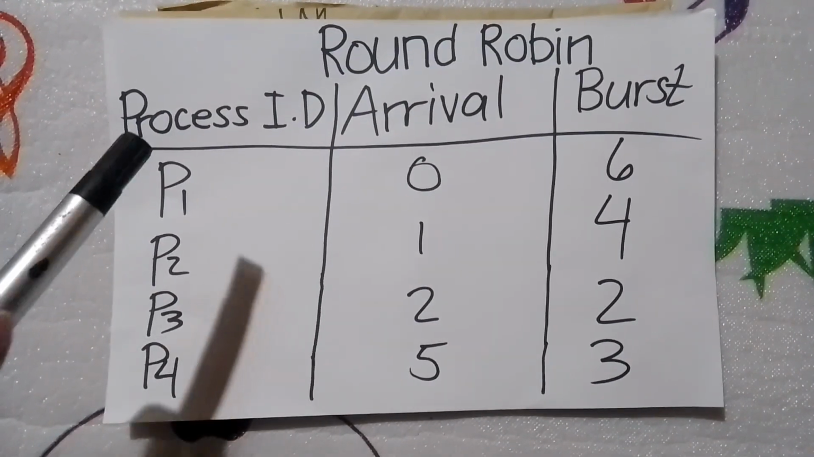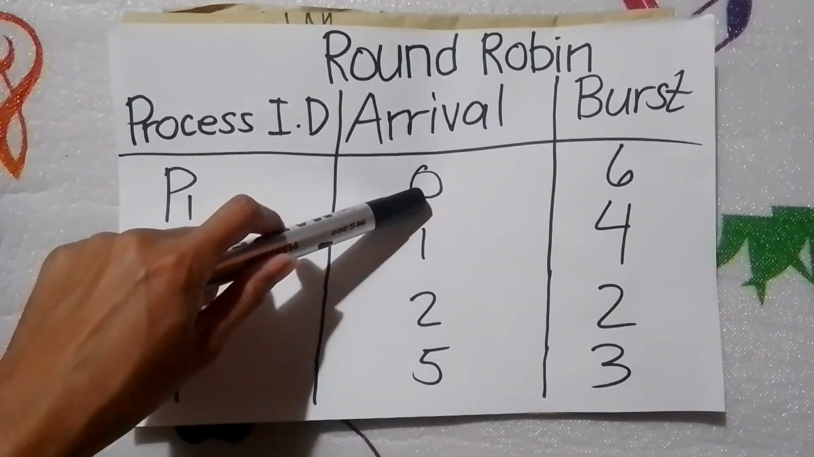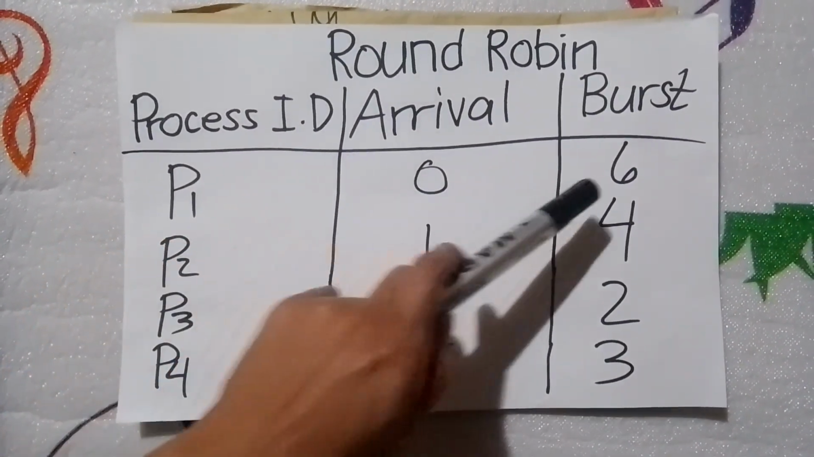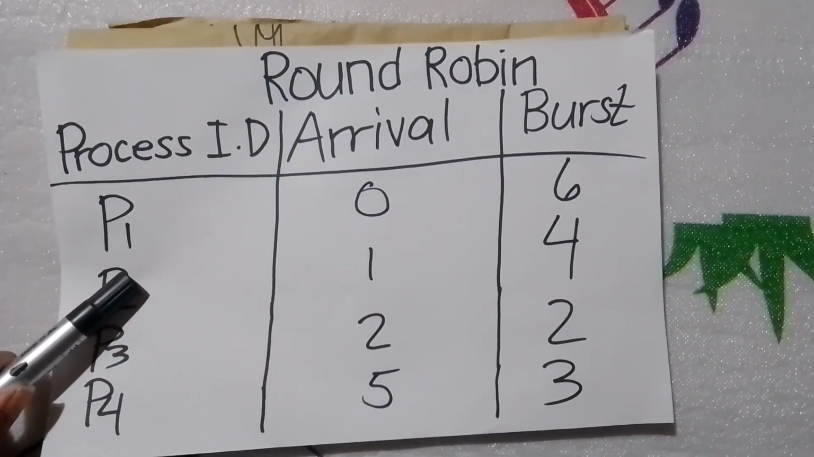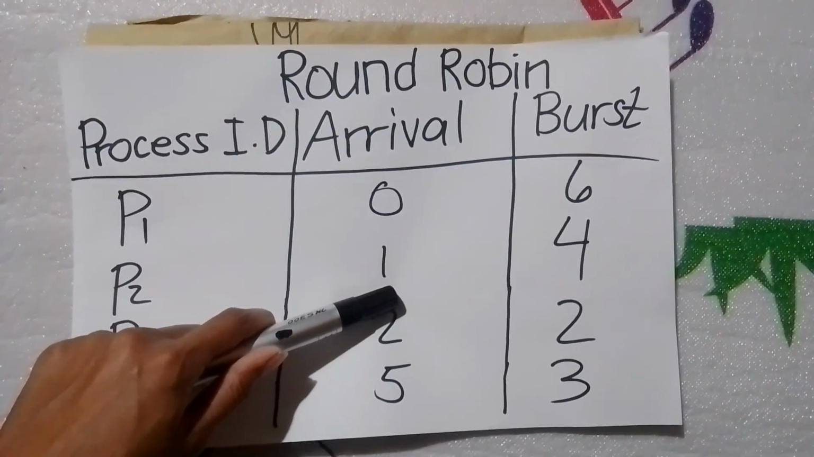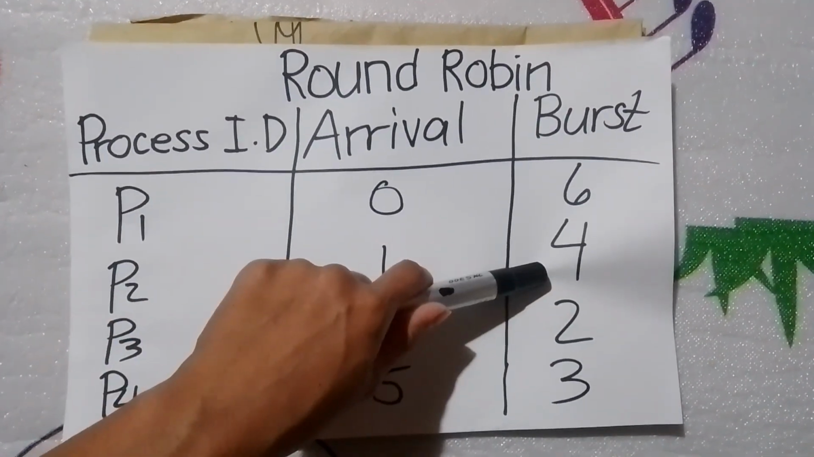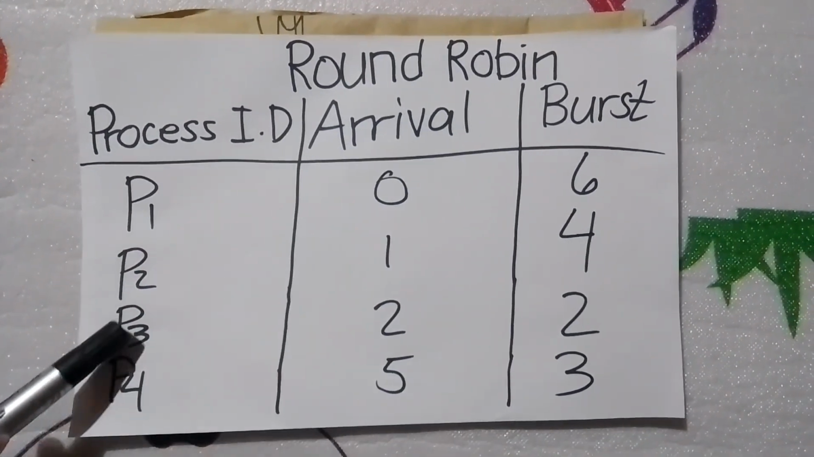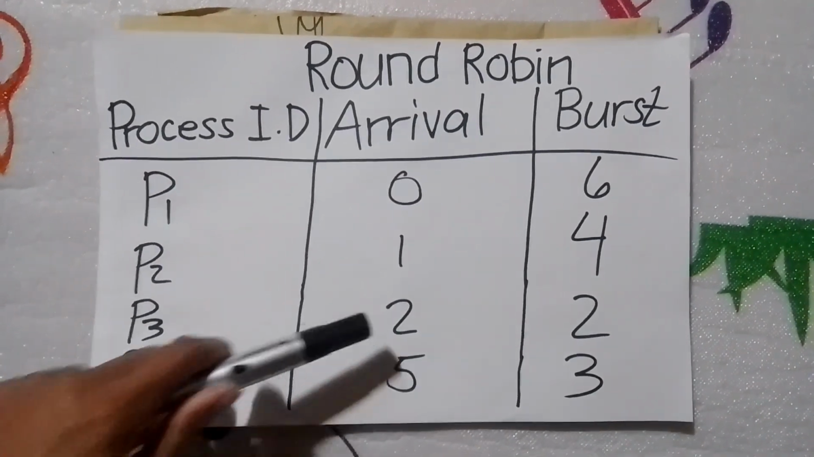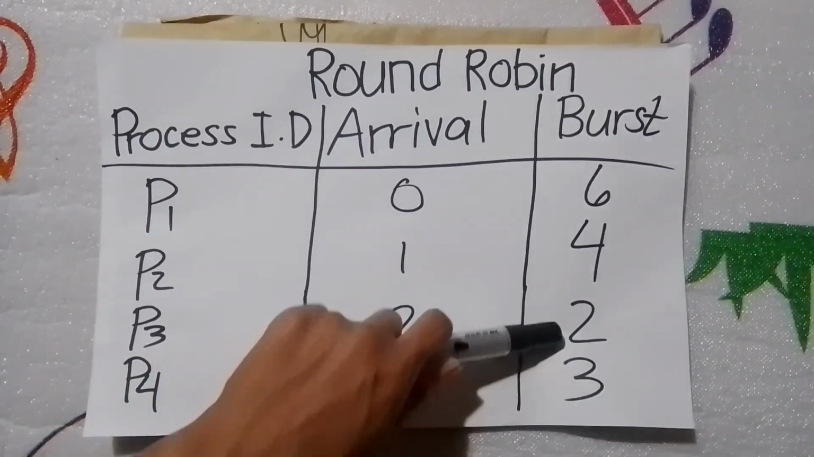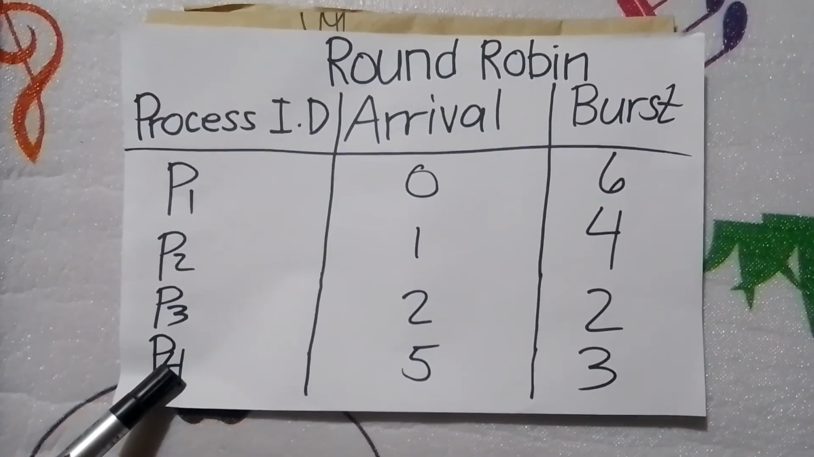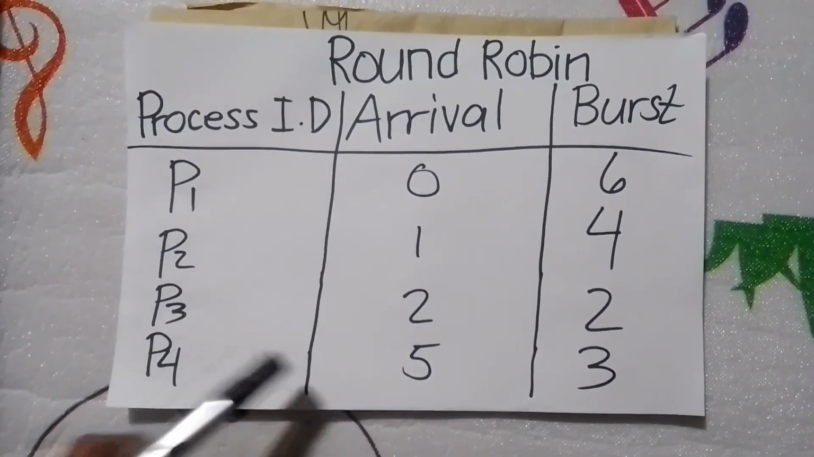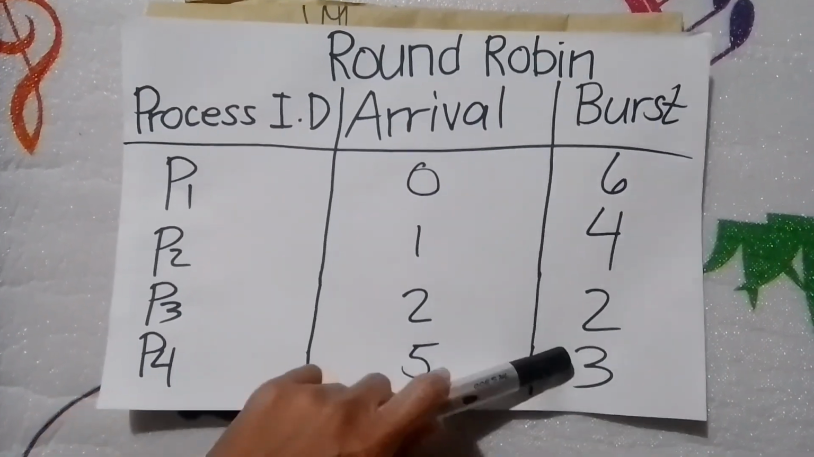The arrival of P1 is 0 and the burst time is 6, and P2 has an arrival of 1 and a burst time of 4, and P3 has an arrival of 2 and a burst time of 2, and the last one is P4. The arrival of P4 is 5 and the burst time is 3.